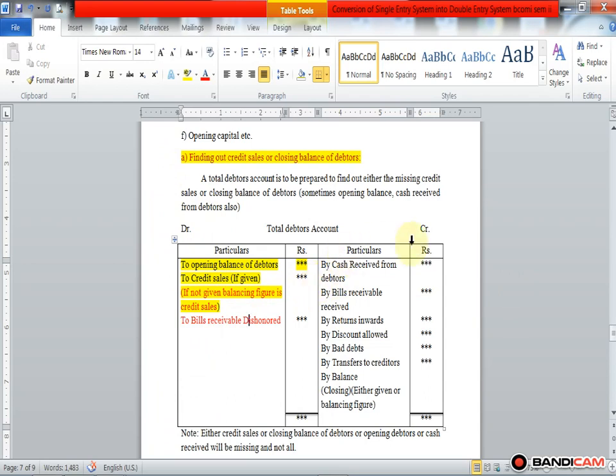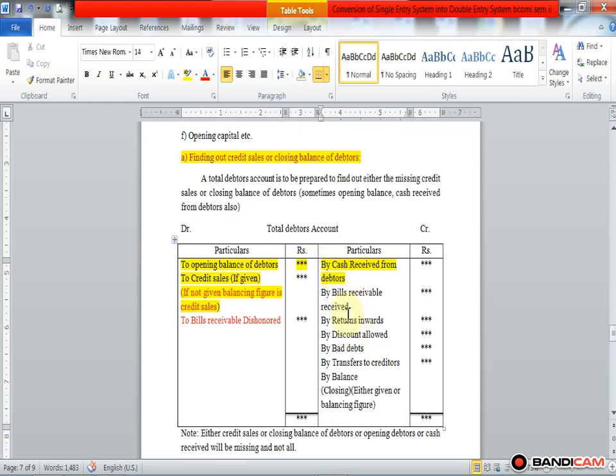Now we discuss the credit side of the total debtors account and how entries are made if cash is received from debtors. Cash received means cash account debit to debtors account. We receive cash, and that cash is given in your problem on the receipt side of the cash book. So we give the effect of the cash received on the credit side of the debtors account.